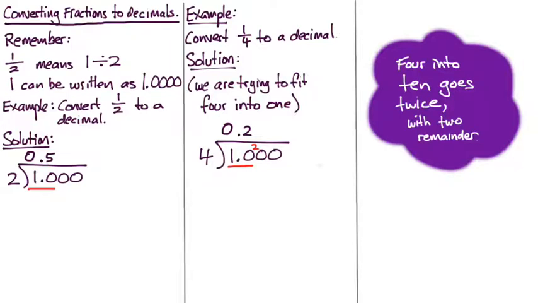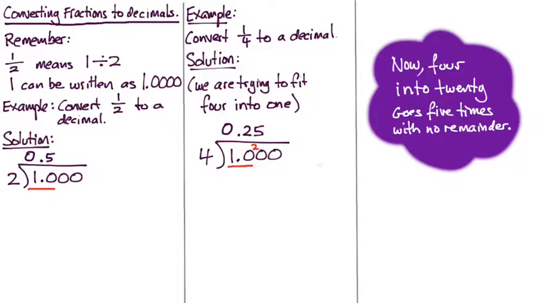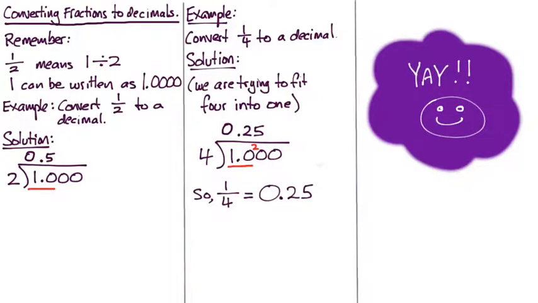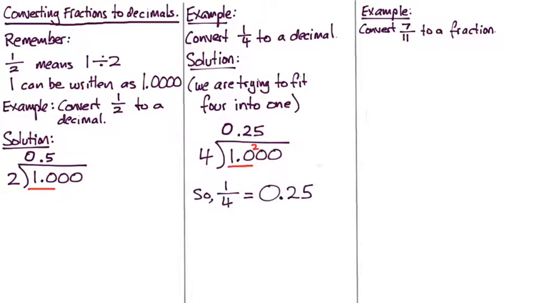4 into 10 goes 2 times, so that's where we get the 2 from. But it goes 2 times with 2 remainder. So we put the little remainder there, and you'll see that kind of reads like a 20. Right? So now working with this 20, 4 into 20 goes 5 times with 0 remainder. So we've got to the point with 0 remainder, that's our answer. So 1/4 equals 0.25.